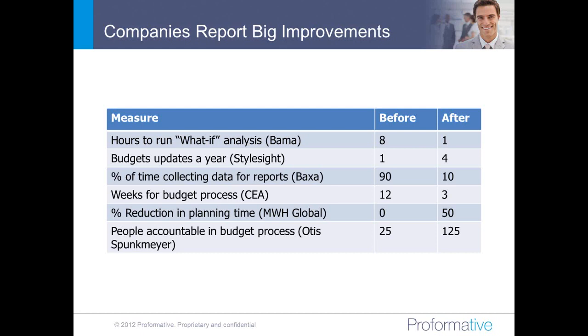And lastly, when you think about the time savings that are associated with having systems in place to help facilitate some of these processes, you have an ability to open up the resources and what they're able to do. So you consider a company like MWH Global, where they have a 50% reduction in planning time. So if it had taken, let's say, 2 months to prepare an annual budget, now they're doing it in a month, they have a whole extra month of savings to focus on value-added activities for the organization.